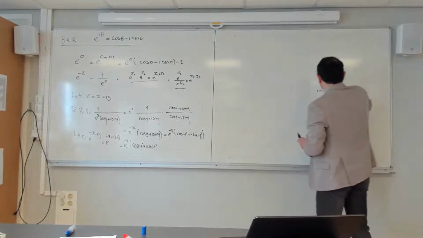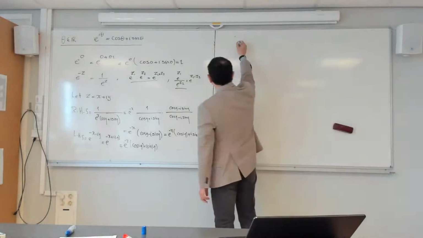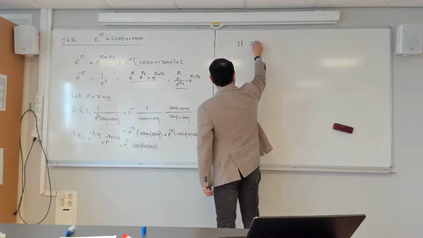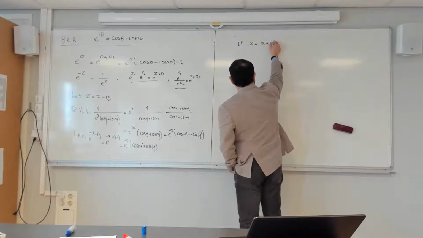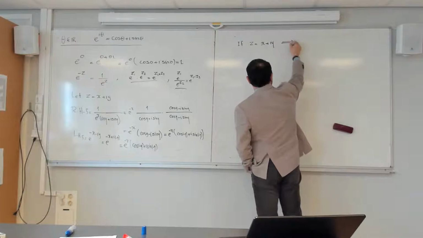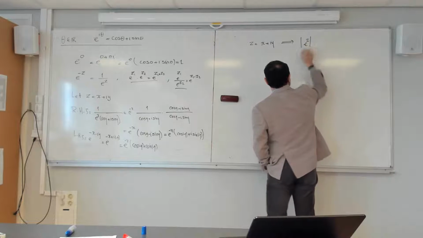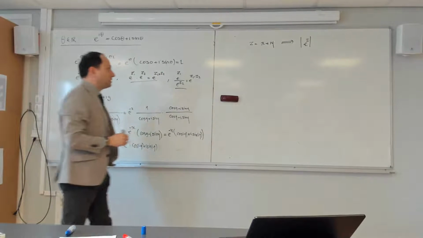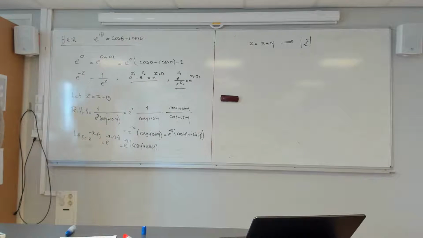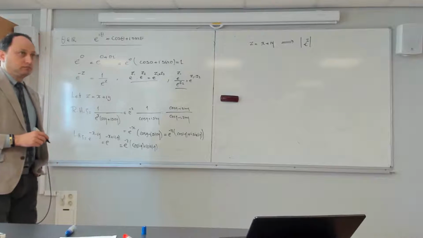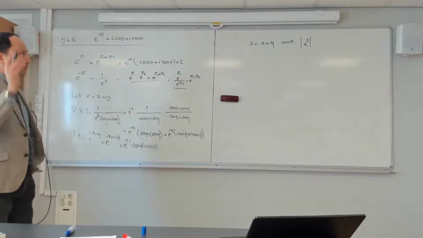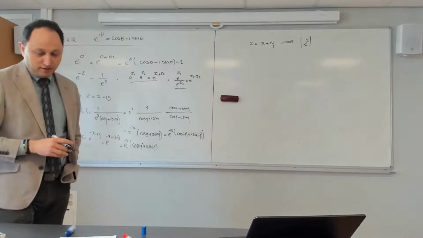So what can I write? If z is equal to x plus iy, let me write it in this way. If z is this, then what can you say about the absolute value of e to the power of z? Can I write something nice in front of it? What is that? Square root of x squared plus y squared? No. I mean, a simplified version of all the things that you are doing in your head.